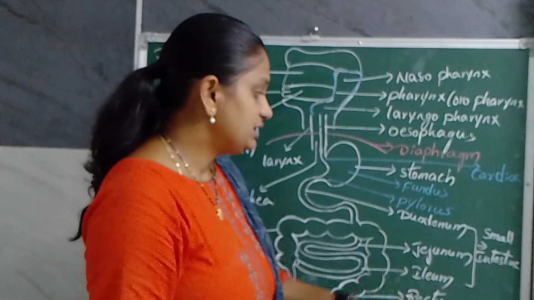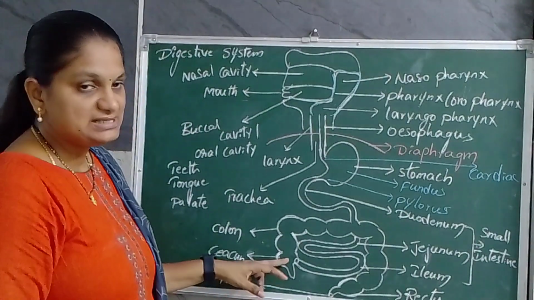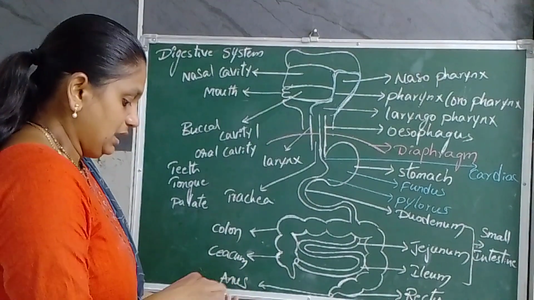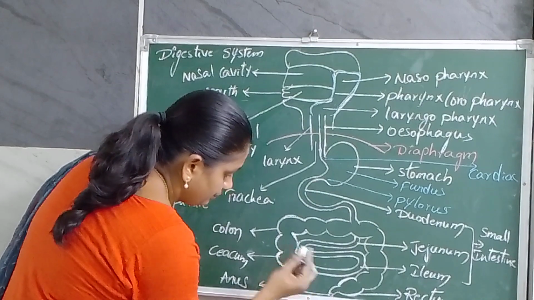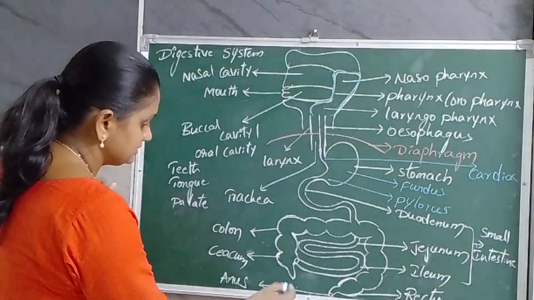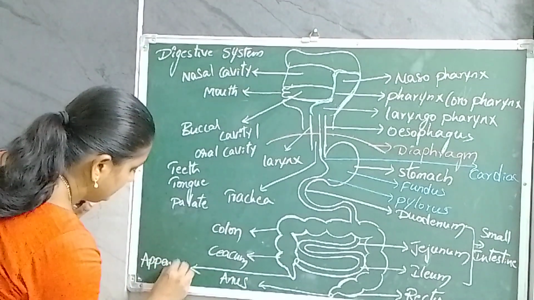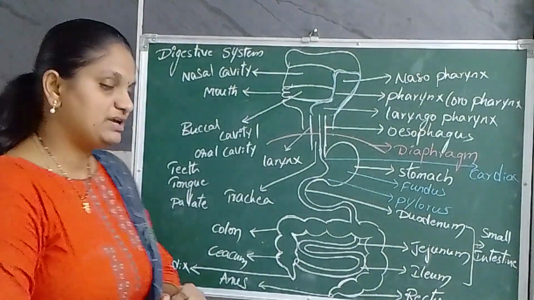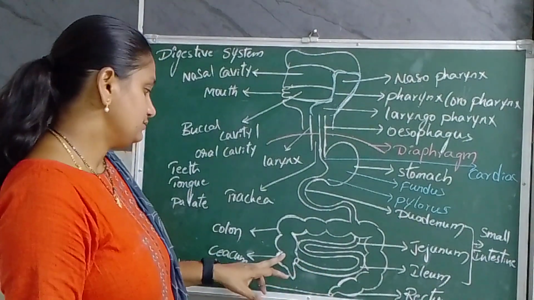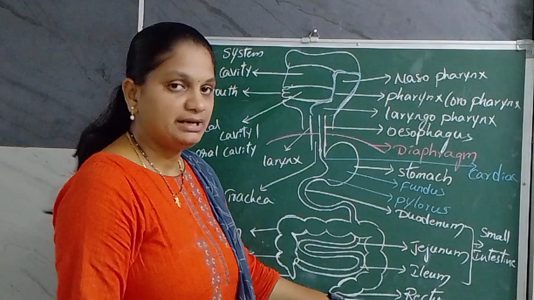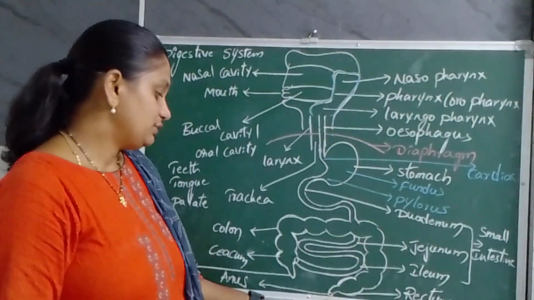Okay, small intestine leads into the large intestine. Large intestine has a sac-like or blind sac-like structure called cecum, and it has a pointed vestigial organ, that is nothing but appendix. The vestigial organ of digestive system is appendix. And this ileum leads to cecum, cecum leads to colon, colon leads to rectum. So these three together form the large intestine. And next, this rectum leads to anus.